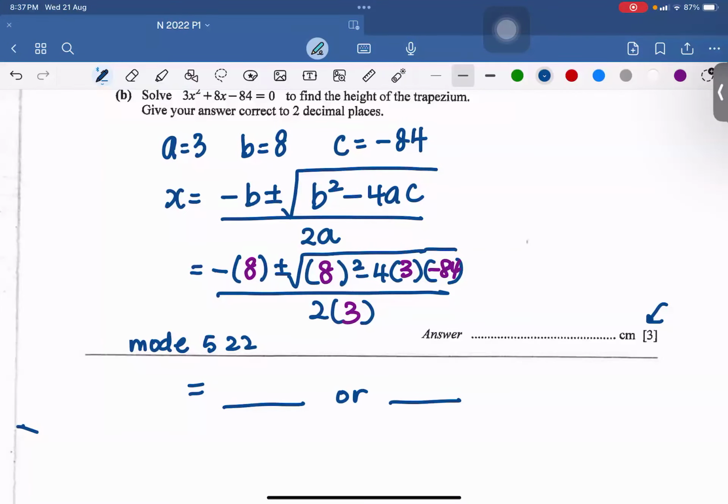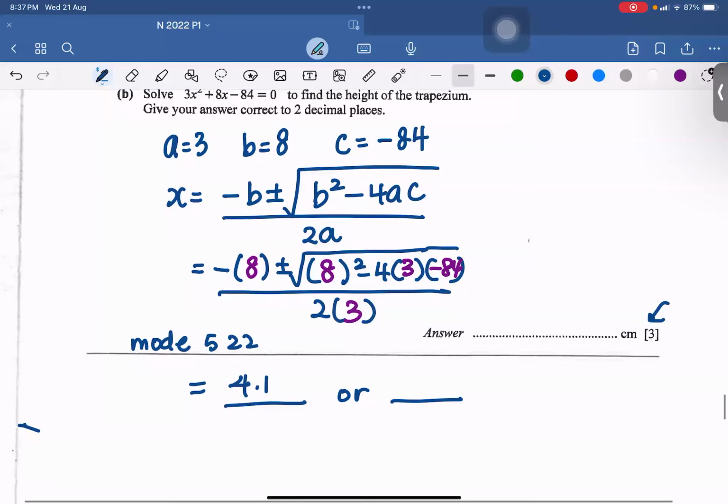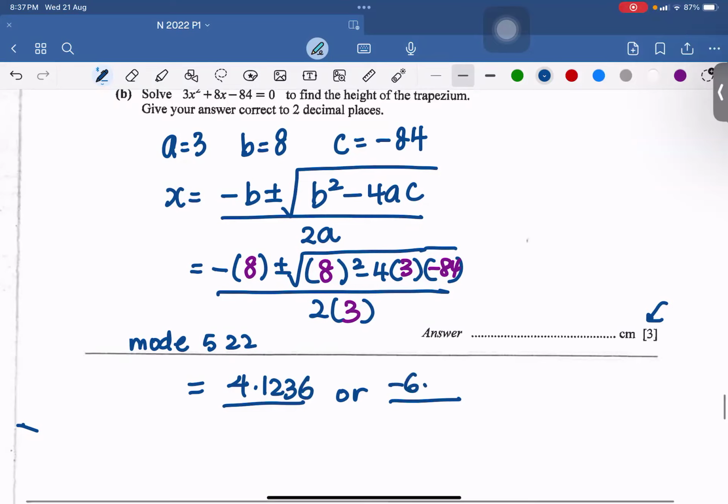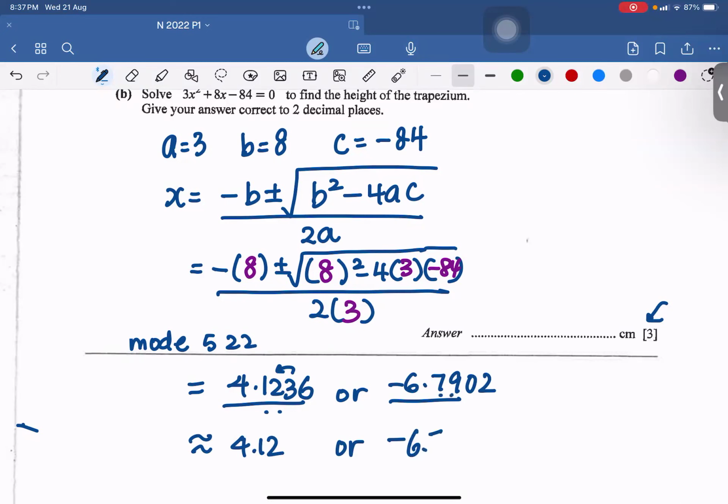A is 3, B is 8, C is negative 84. So I don't bother how to calculate, I'll just copy my answer: 4.1231056. Second answer, negative 6.7900342. Then they want the answer to 2 decimal places: 4.12, and negative 6.79.